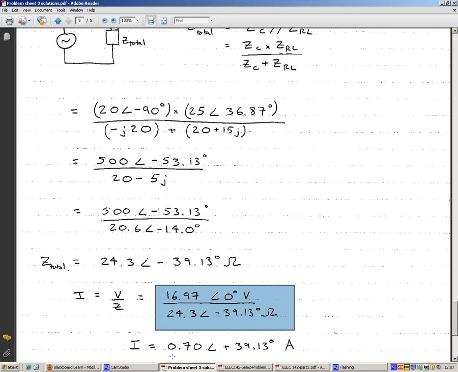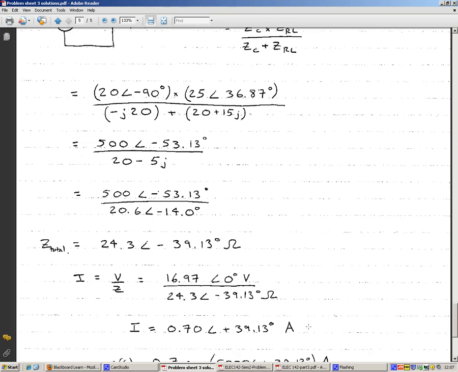So perform this calculation, we get I is equal to 0.70, so that's 16.97 divided by 24.3 at an angle of 0 minus minus 39.13, which gives us a positive value. So that's our value for our current. I is equal to 0.70 at an angle of positive 39.13 amps.